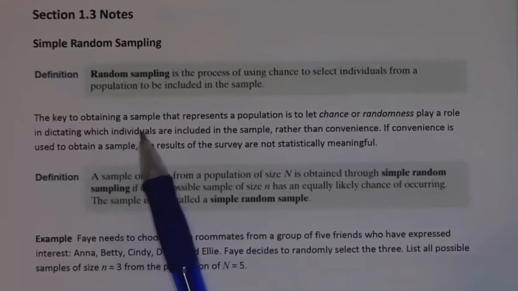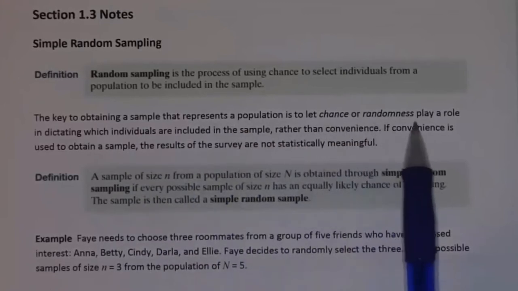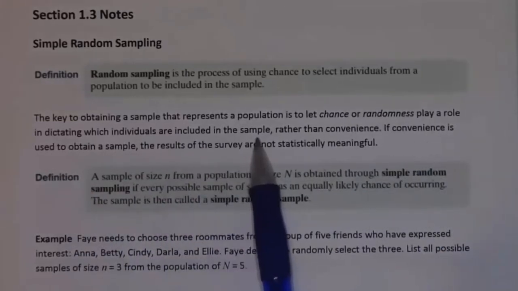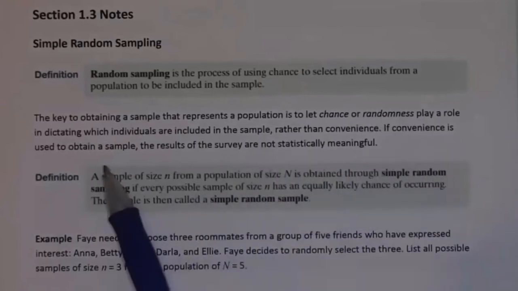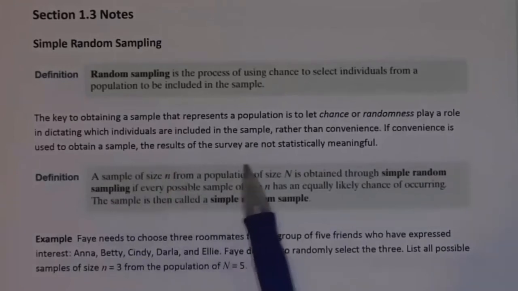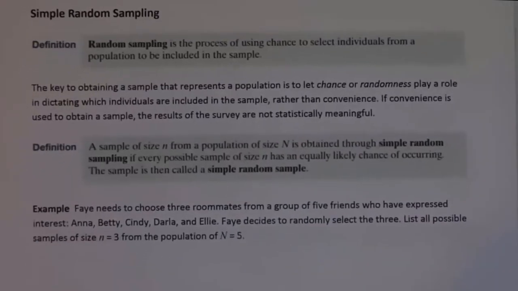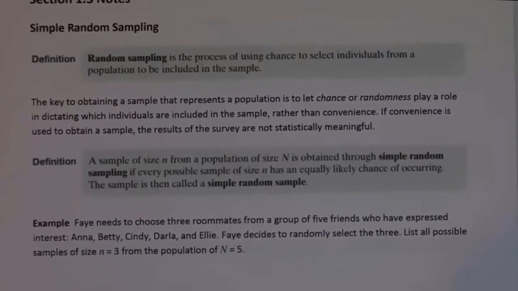So the key to obtaining a sample that represents the population is to let chance or randomness play a role in dictating which individuals are included in the sample, rather than convenience. If convenience is used to obtain a sample, the results of the sample are not statistically meaningful. We'll learn more and more about what it means to be statistically meaningful as we go through this course. So there are really 4 main types of random sampling that we're going to be looking at.